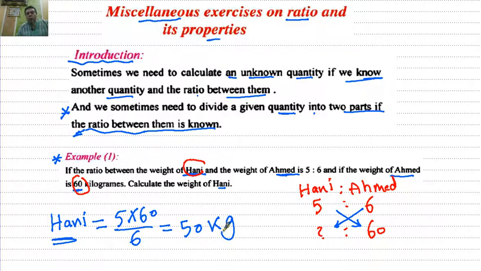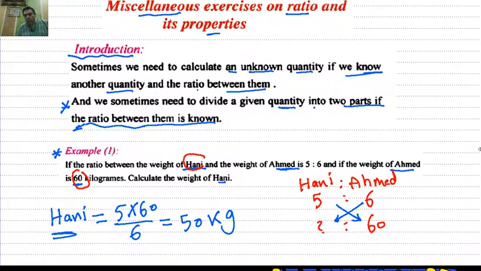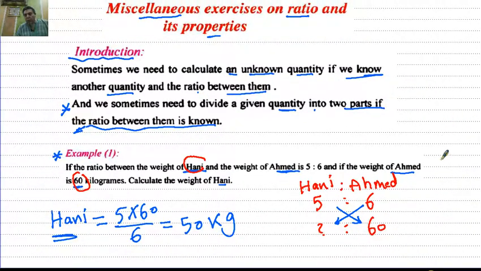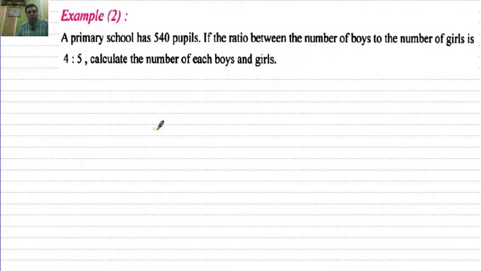How to be sure your answer is right? We take the weight of Hani, 50 kilograms, and the weight of Ahmed, 60 kilograms, and make a ratio between them. 50 to 60. Cancel 0 with 0, then the ratio becomes 5 to 6 as given. Then your answer is right.